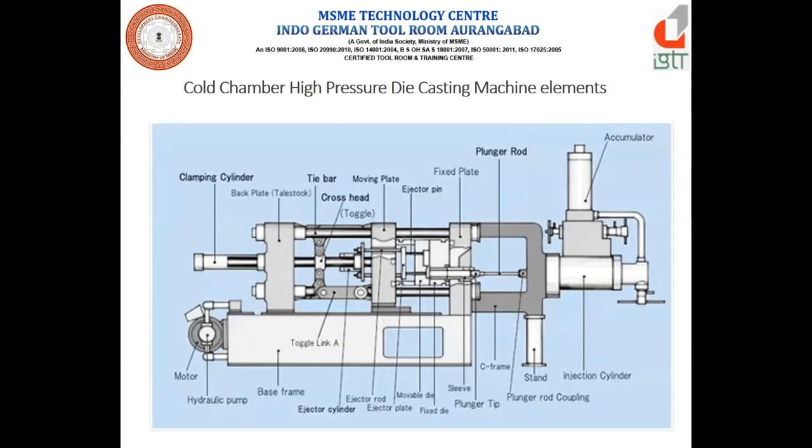Shot cylinder. Next is the shot cylinder. On a cold chamber machine, the cylinder rod is connected to a plunger that is located in the cold chamber. The shot cylinder is mounted to a C frame that is mounted on the stationary platen.